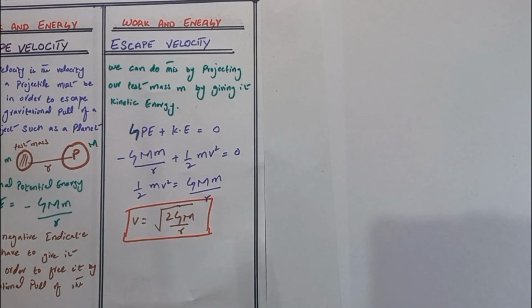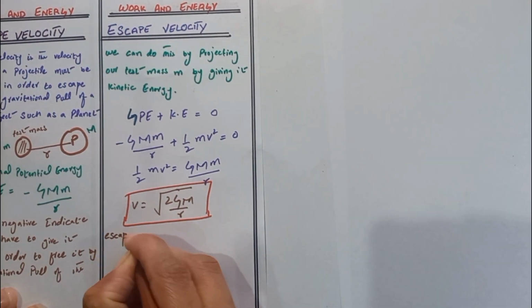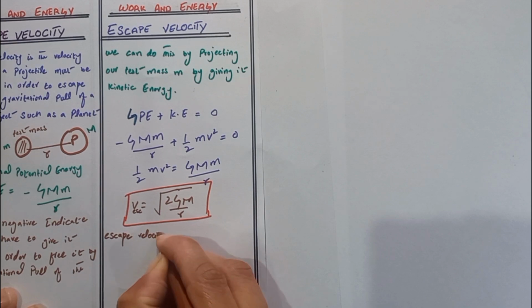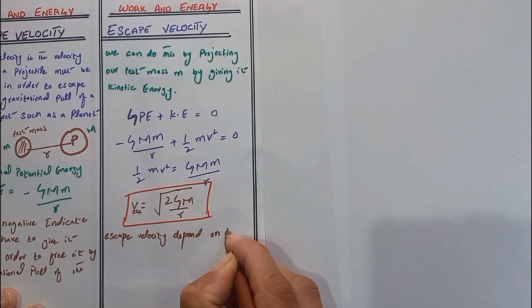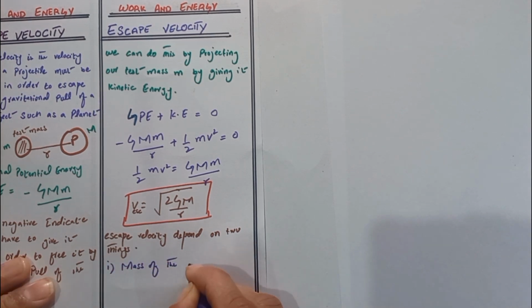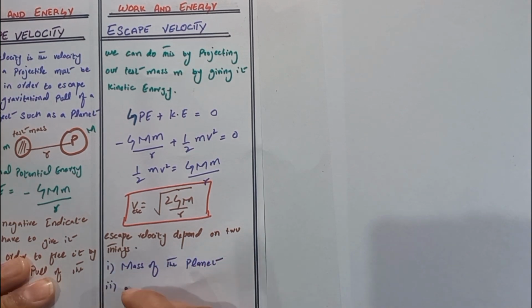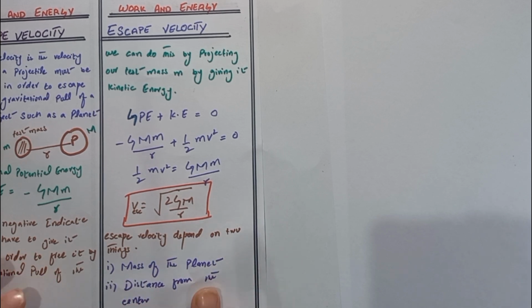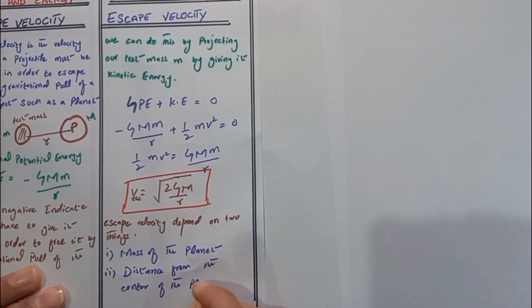The escape velocity, represented by v esc, depends on two things. First is the mass of the planet. Second is the distance from the center of the planet.